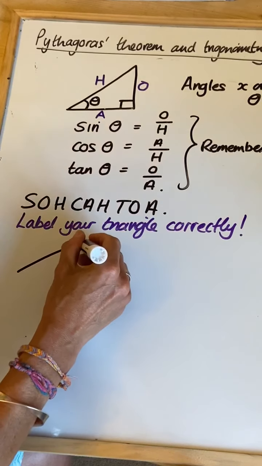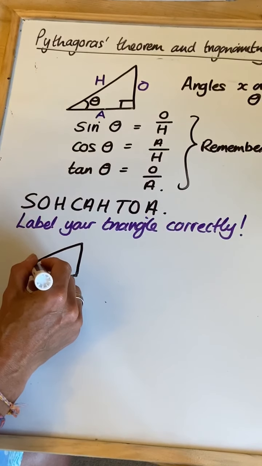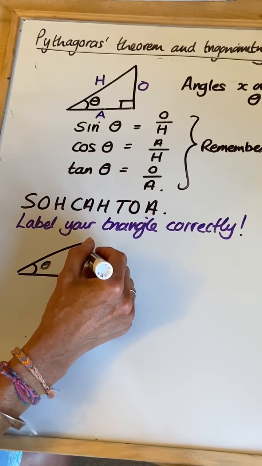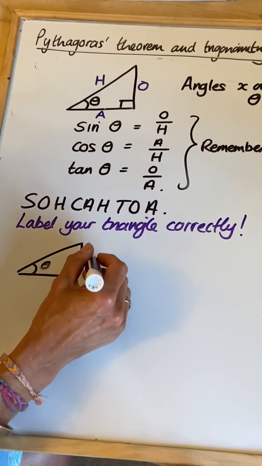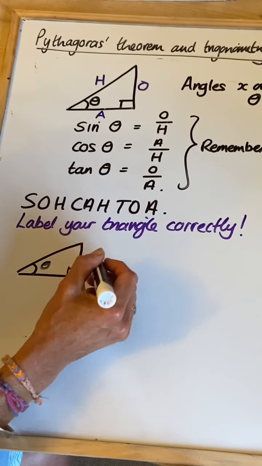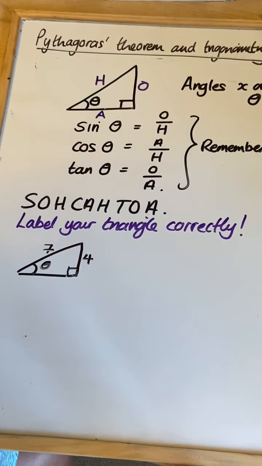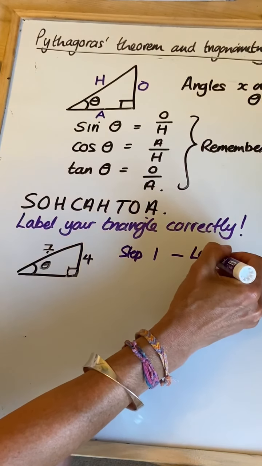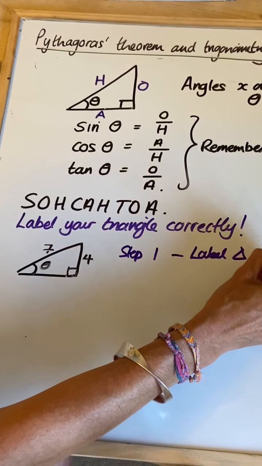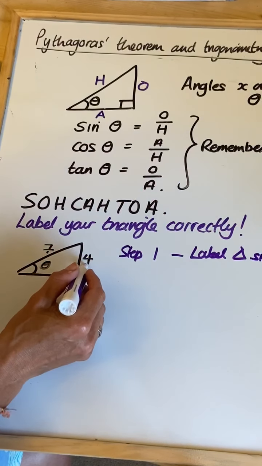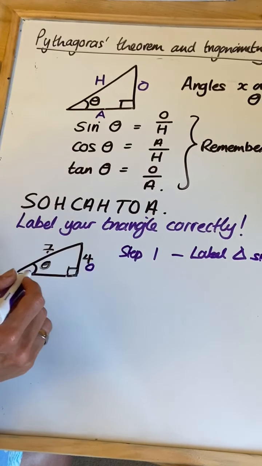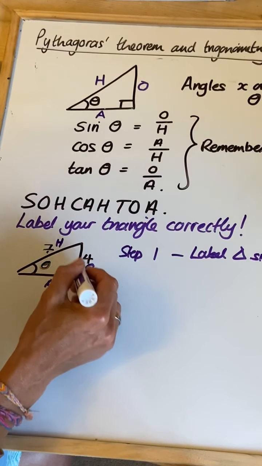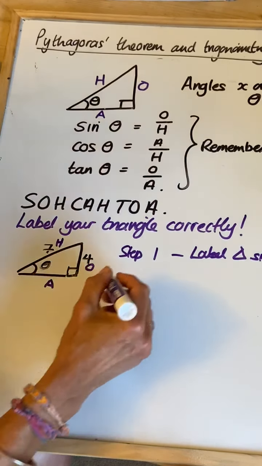So if I've got a right angled triangle here with an angle theta that we're interested in, I know that this side length here is 4, and I know that this side length here is 7. First thing I do, step 1, label the triangle sides. So that's my angle, so that has got to be opposite the angle. That means that this one is the adjacent because it connects to it, and the hypotenuse is always the longest side opposite the right angle.